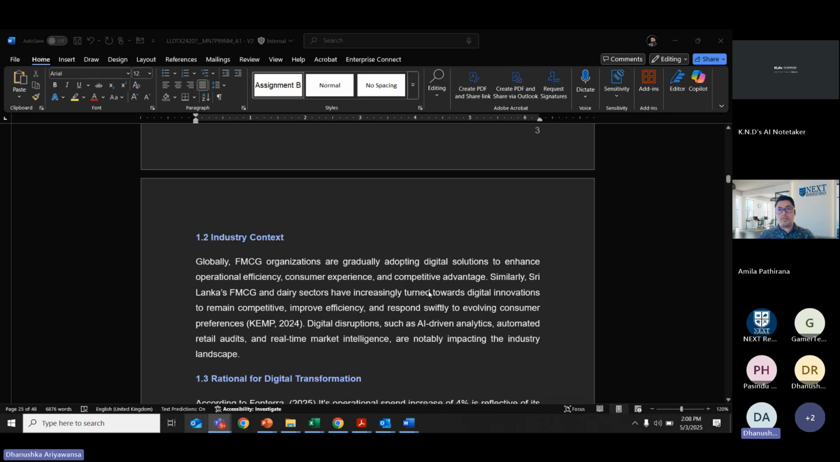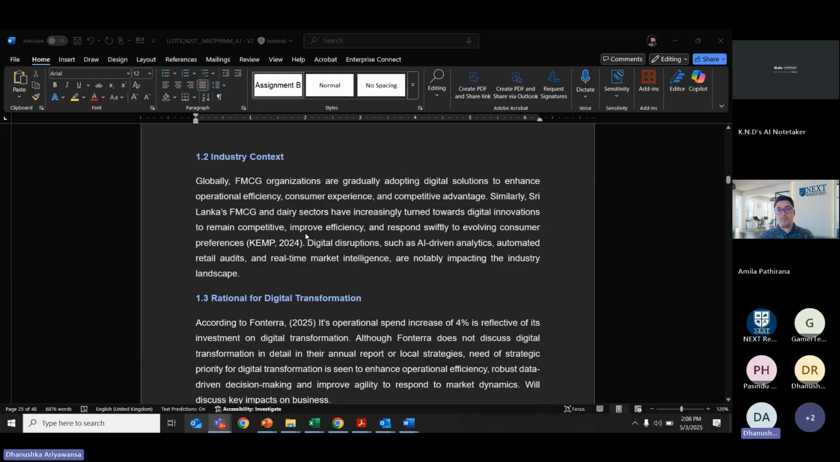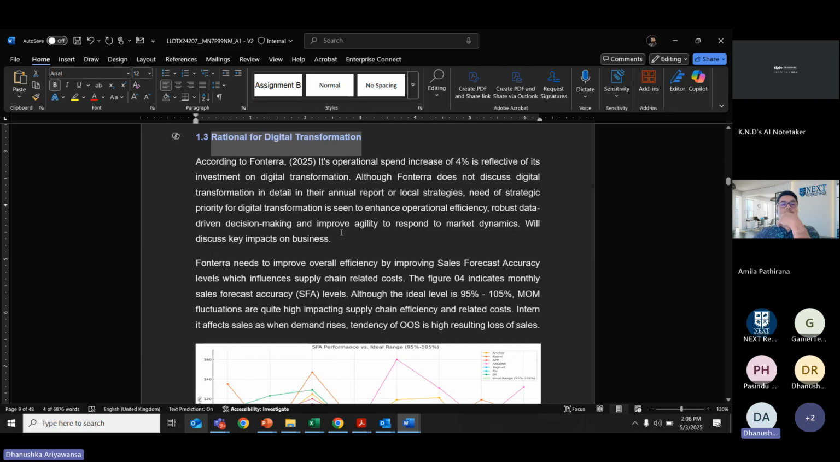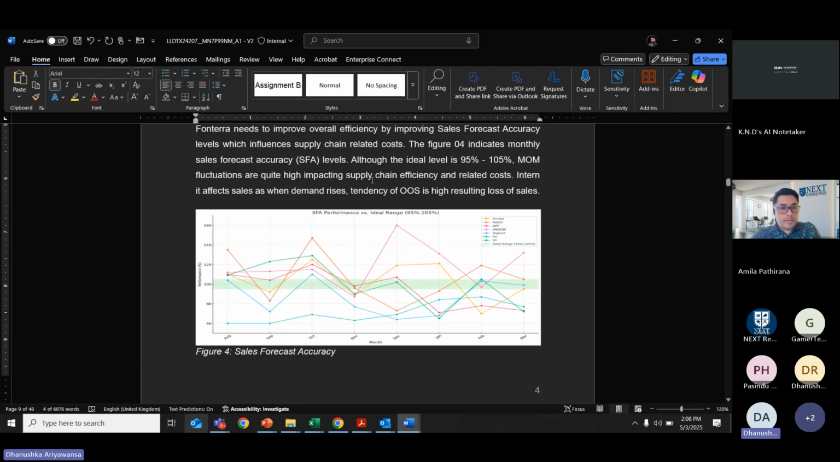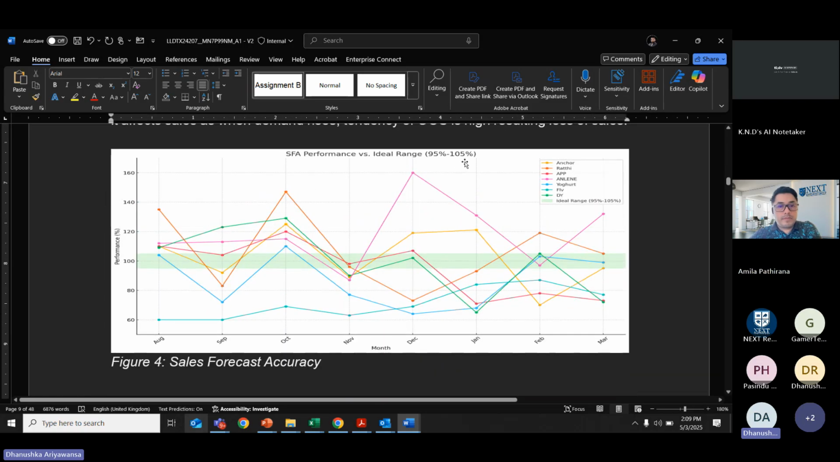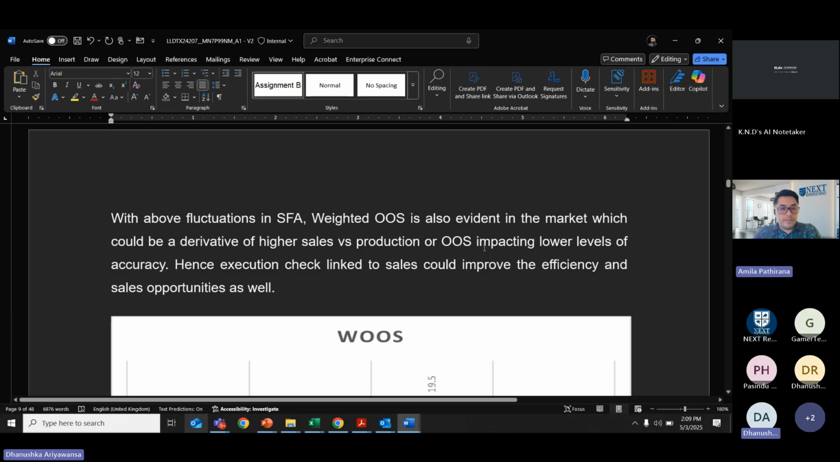In terms of industry context, I've discussed what's happening in the industry, and as you mentioned, the rationale for digitalization. I've spoken here about the current forecast accuracies. The expected norm is 95 to 105%, which is the green line here, but it has gone haywire. That has an impact on efficiency and cost. It's either overproduction or low production, so loss of opportunity sales.